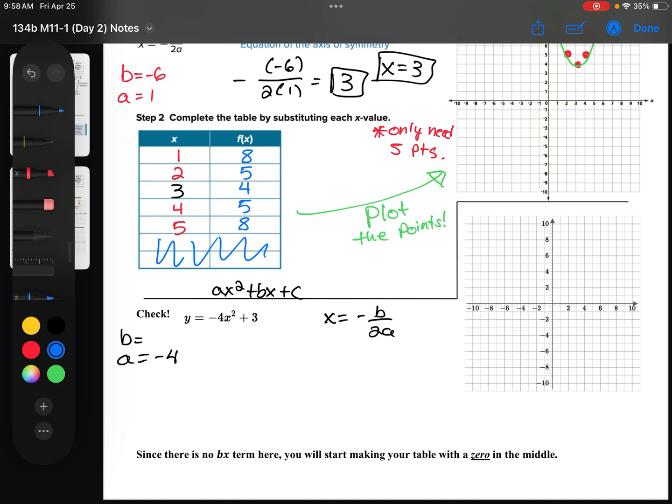ax squared plus bx plus c. The bx term, okay, is missing. It's not there. So your b value is 0, okay? You have your c, but you don't have a bx term, okay? So when we do this, it's going to be negative 0 over 2 times negative 4. 0 divided by anything, I don't care if it's 6 elephants, it's always going to be 0. That is what you use to start your table.